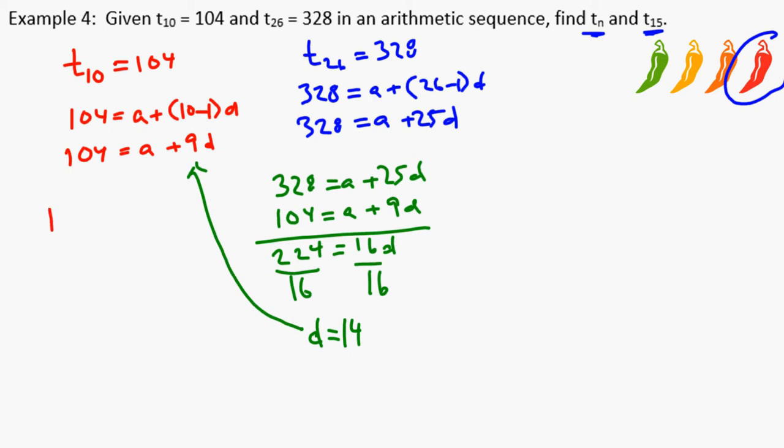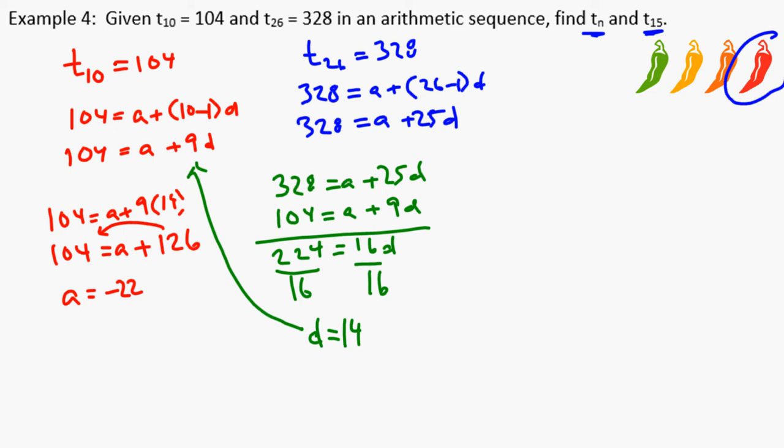that 104 is equal to A plus 9 times 14. So 104 is equal to A plus 9 times 14, 126, I believe. Bring this over, so I bring this guy over here, so I know A is equal to negative 22, because 104 minus 126 is negative 22.